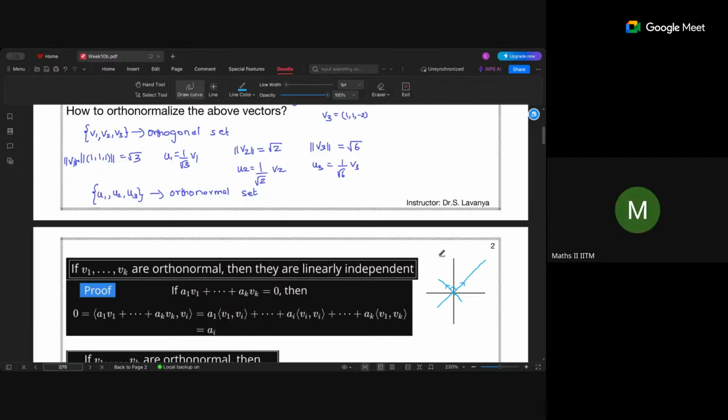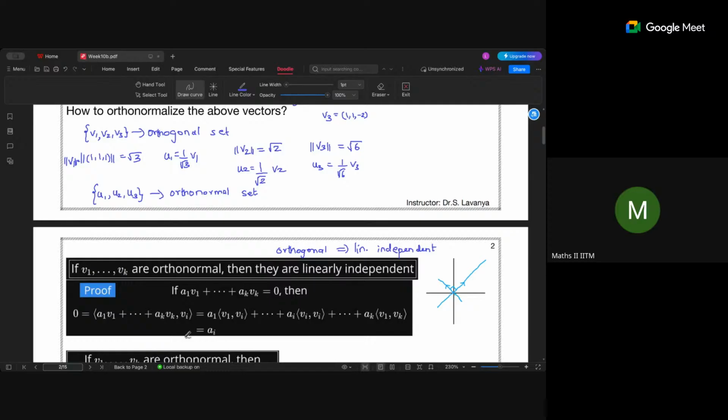Yes, ma'am. So what do we know? We know that if two vectors are orthogonal, orthogonality implies linear independence. The angle between them is 90 degrees. You can visualize that only in R2 or maximum in R3. But in general, orthogonality tells us that the vectors are first of all linearly independent. We know that the inner product is 0 and this implies that the vectors are linearly independent.